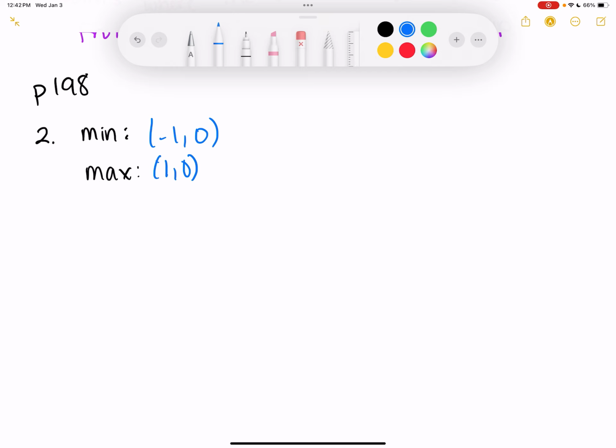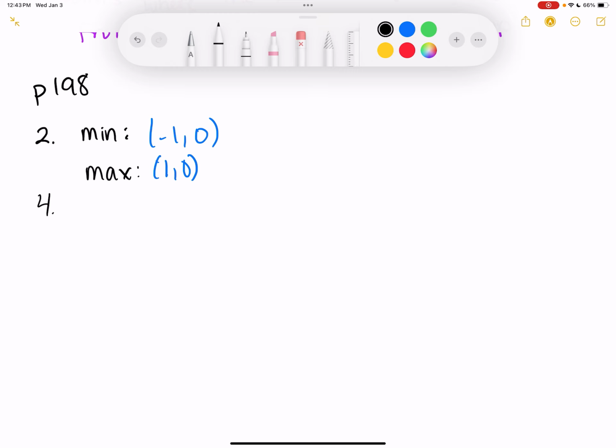So you said it can't be the open circles? Correct. Because it's like a parentheses, like it doesn't actually get there. Can't be a point by itself. All right. 4. Now I'm gonna tell you this one has multiple. Multiple mins and maxes.